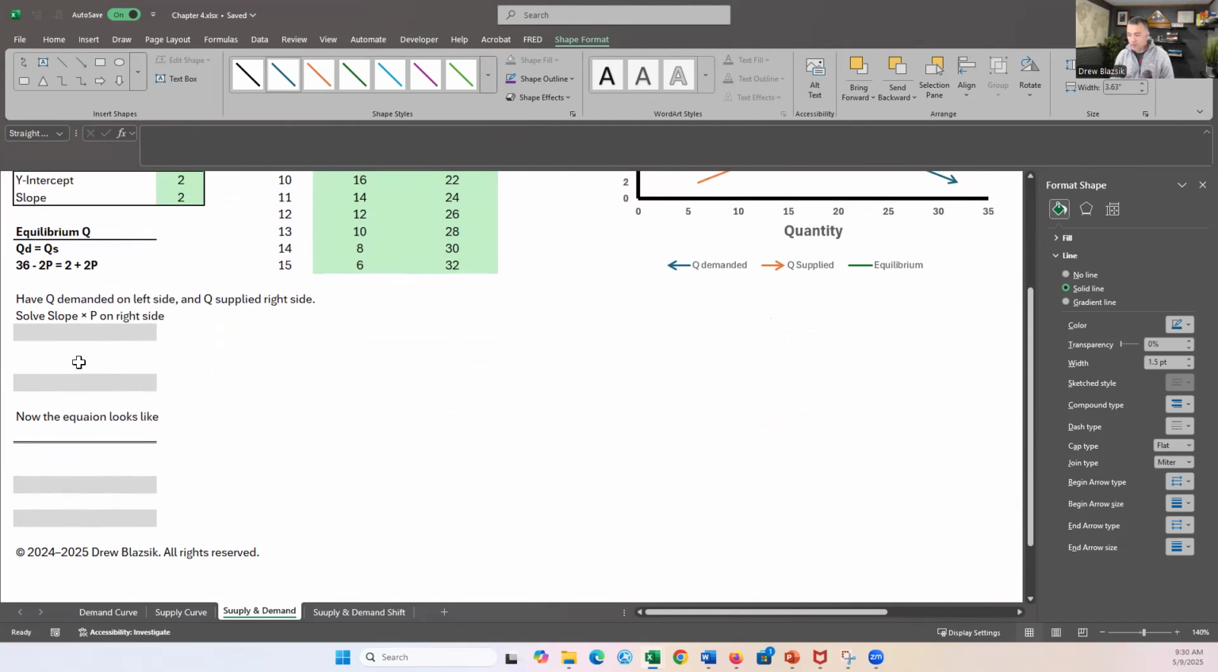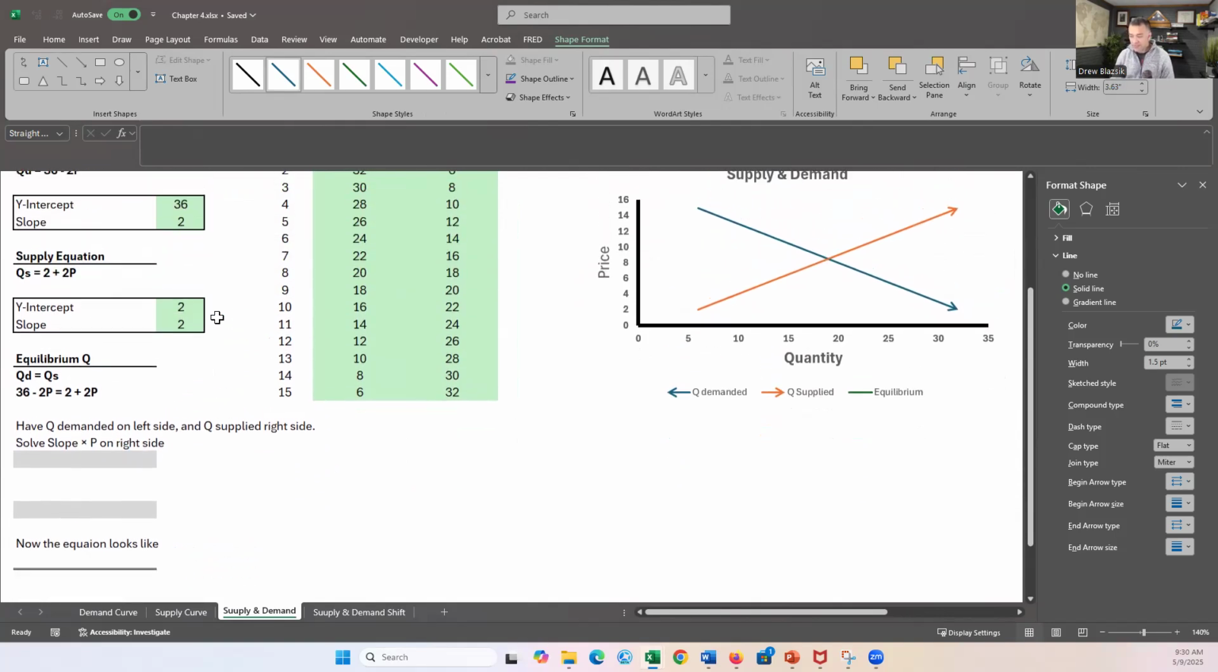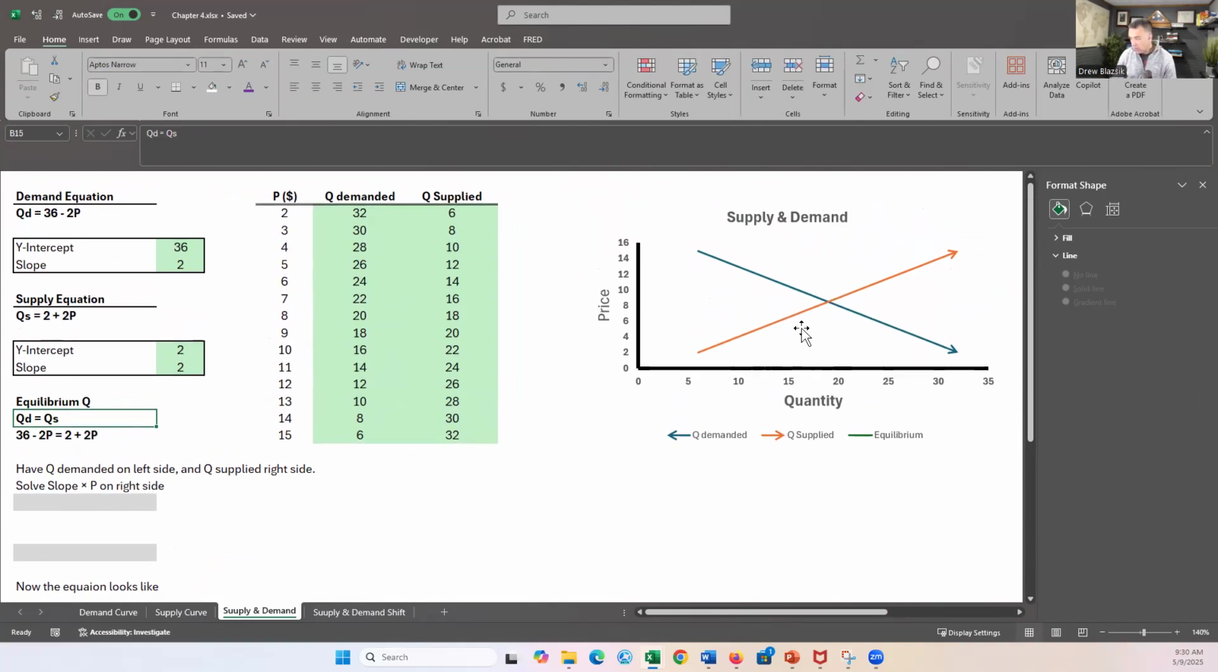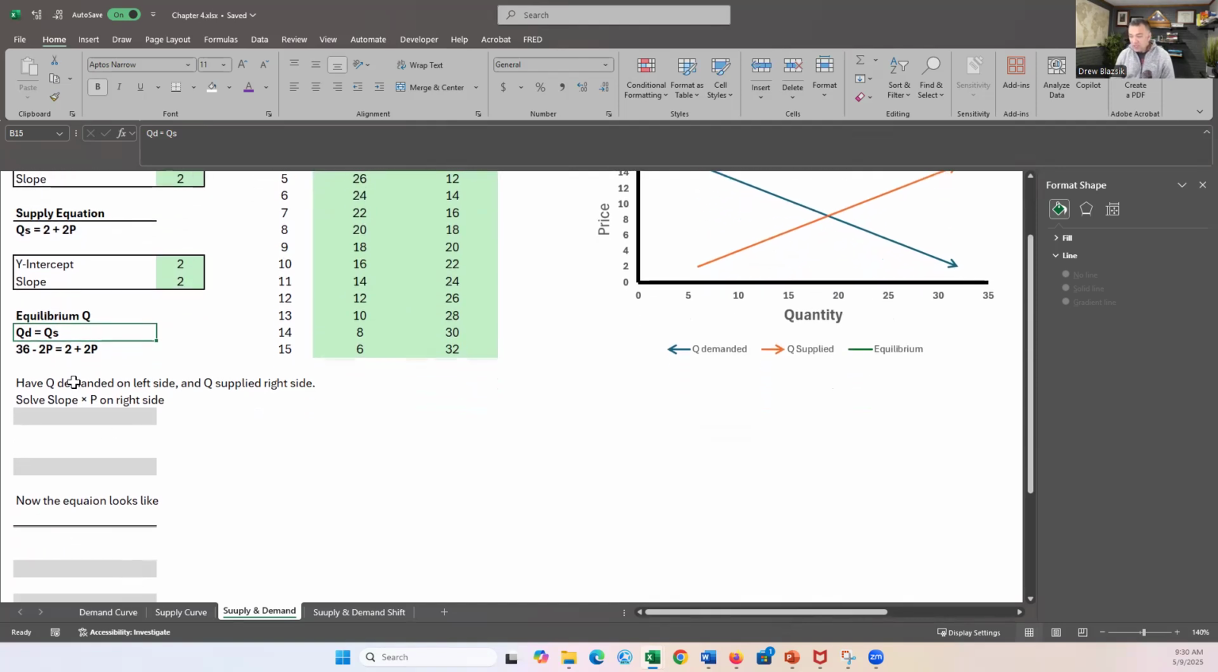So this is what I typed up here. We'll see them pop up. I typed quantity demanded on the left side and quantity supplied on the right side. So all I'm saying is quantity demanded is equal to quantity supplied, right? I want to find out where they're equal to each other. At that point, quantity supplied and demanded are equal. So if I put those two functions together, demand on the left side, supply on the right: 36 minus 2p equals 2 plus 2p. See how I did that? That's our equation to say quantity demanded equals quantity supplied.